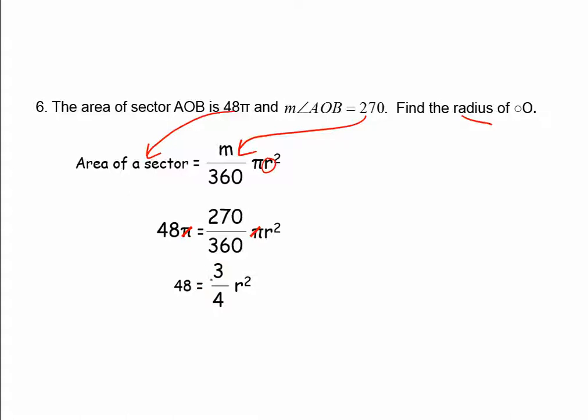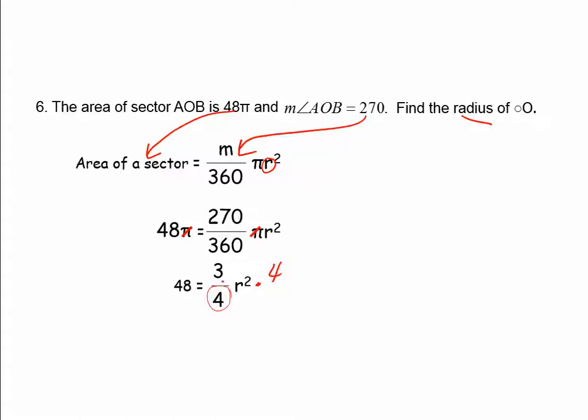Remember, the top of the fraction is multiplication. The bottom of the fraction is division. If I want to undo this division by 4, what's the opposite of dividing by 4? Multiplying by 4. So a 4 on top is going to undo a 4 on the bottom.